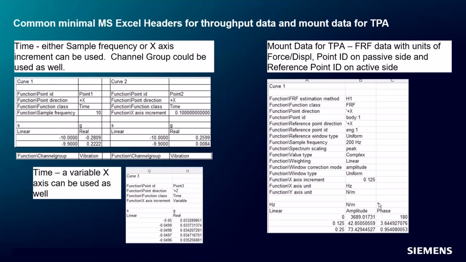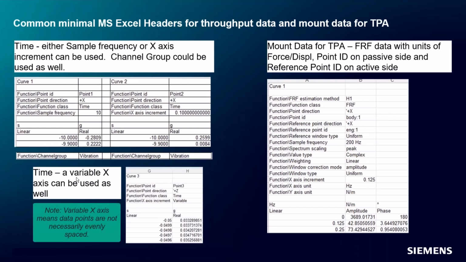I have another example here of time data. And here the time data is a minimal header. So here I've just specified the point ID and the direction, function class as time, and the sample frequency or the X-axis increment. So here, really the minimal header set to bring in time data is really 4 headers. Unless you ignore the direction, then maybe it's 3 headers in addition to the units.